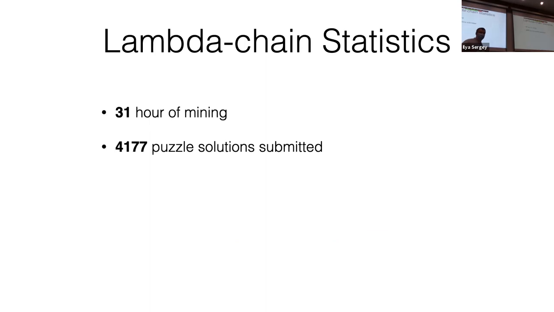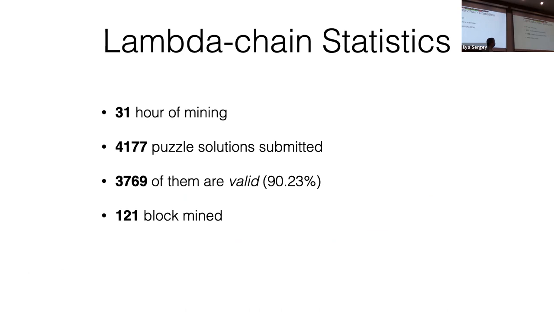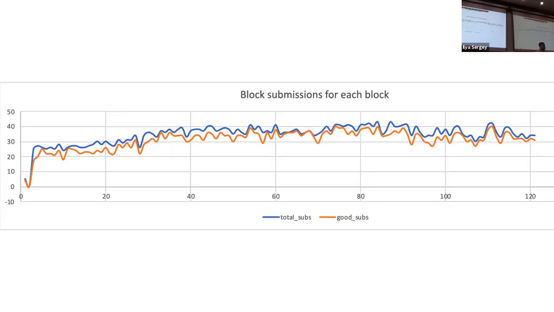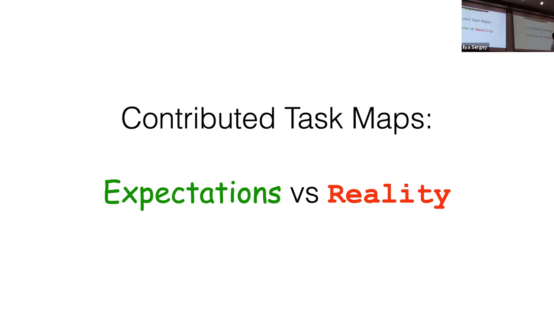We had our own block explorer. We ran this mining for 39 hours, and this is how many candidates for blocks were submitted, this is how many blocks we mined, and this is how many Lambda coins we have awarded. These are statistics of how many block candidates were submitted and how many of them are valid. This is not very interesting.